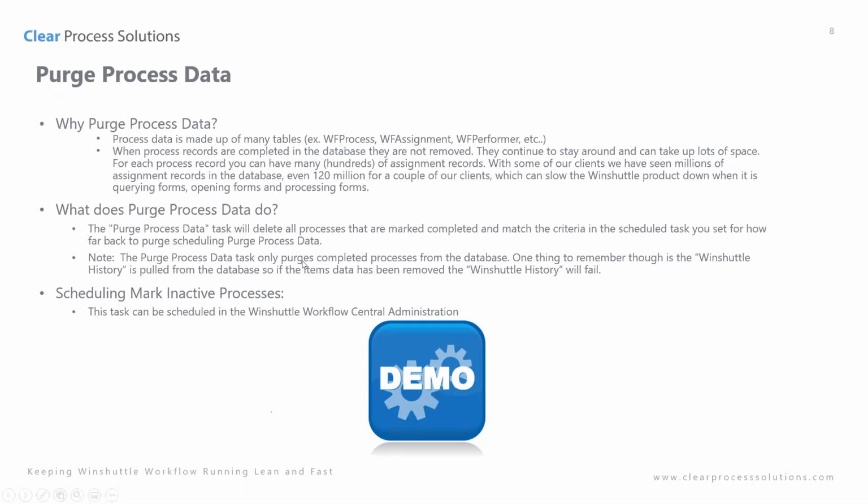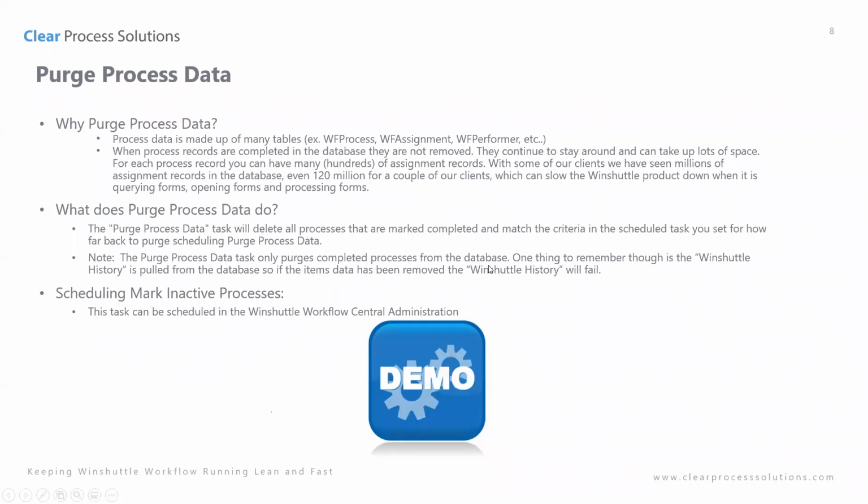What'll happen, we've seen this at clients where they purge process data that they hadn't archived yet, and so somebody went and tried to view the normal Winshuttle history, and it went to the database and it wasn't there. So you just get an error. So they have to click on the archived history viewer choice in the menu to do that.